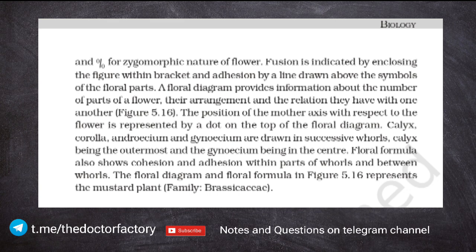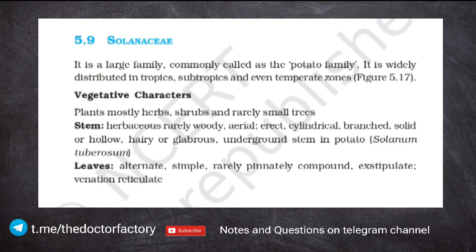2. Solanaceae. It is a large family commonly called as the potato family. It is widely distributed in tropics, subtropics and even temperate zone. Vegetative characters. Plant mostly herbs, shrubs and rarely small trees. Stem herbaceous, rarely woody, aerial, erect, cylindrical, branched, solid or hollow, hairy or glabrous, underground stem in potato. Leaves alternate, simple, rarely pinnately compound, exstipulate, unicostate reticulate venation.